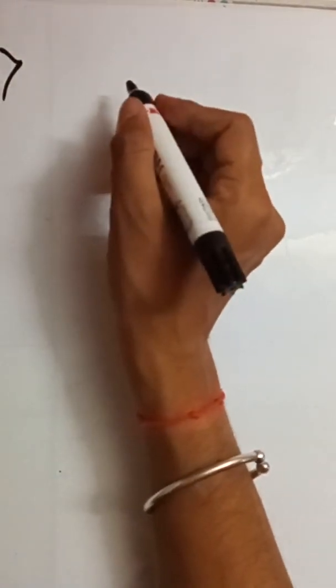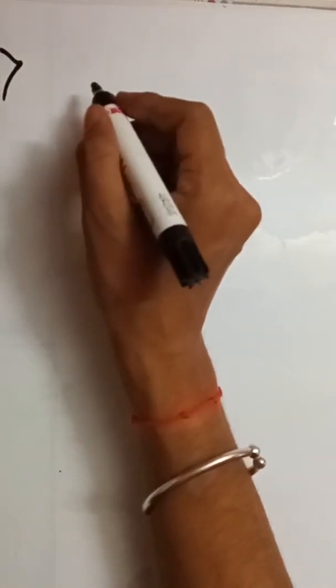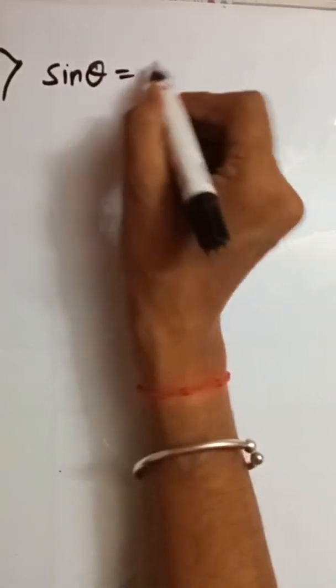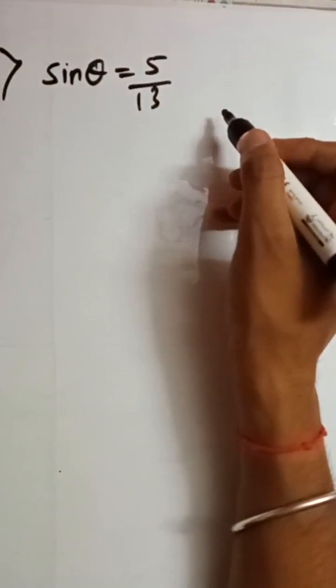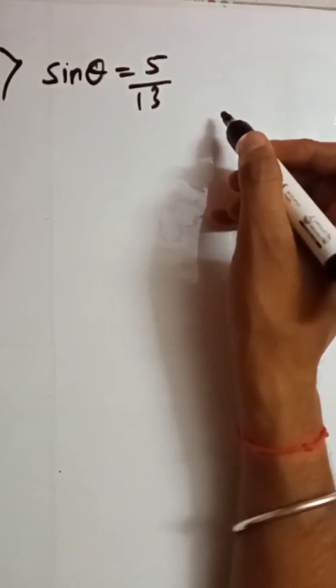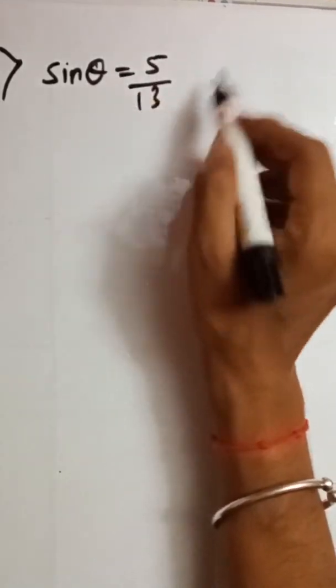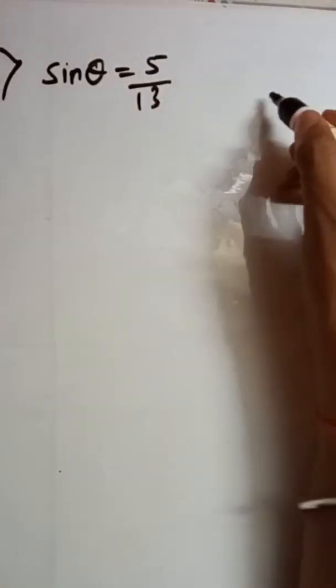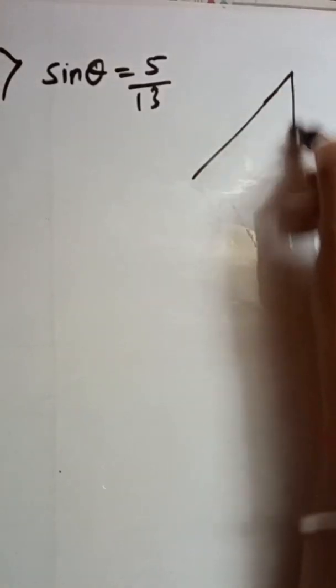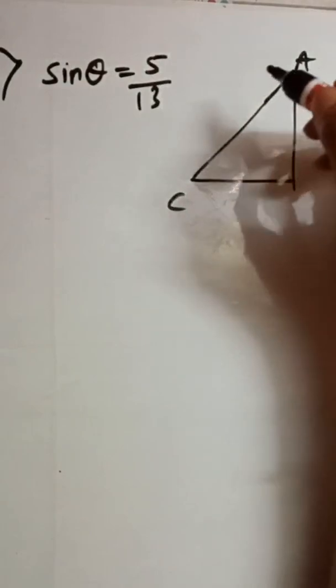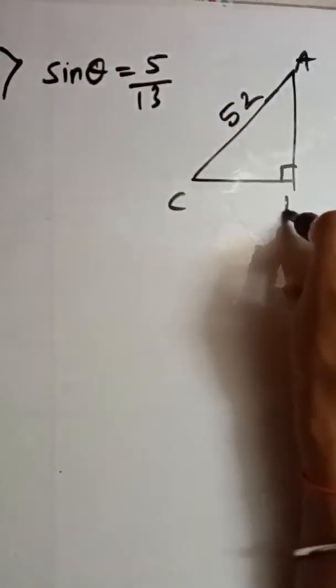Question number 3. Now this sum is a little different. In this question, they have already given you the ratio that sine theta is 5 upon 13. Already the ratio is given. Now how to solve these type of sums when already a ratio is given and there is a triangle also, and this is AC. The value of AC is given as 52. This is 90 degrees.